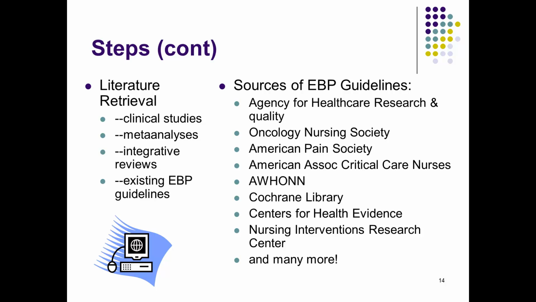Evidence-based practice guideline sources include all of these: oncology nurses, American Pain Society, critical care nurses, Cochrane Library. If you haven't gone there, very amazing. Lots and lots of evidence there. But there are many more besides this list.